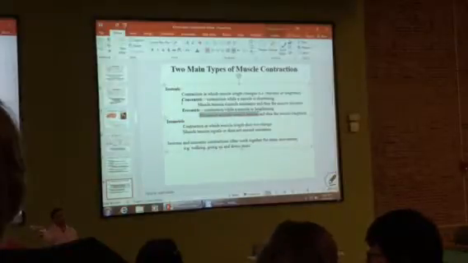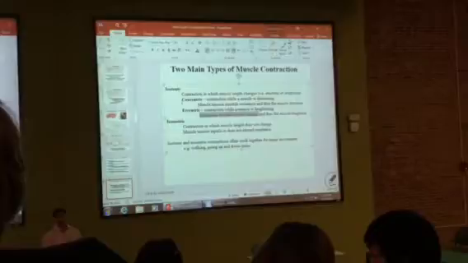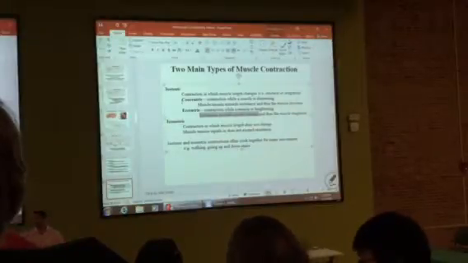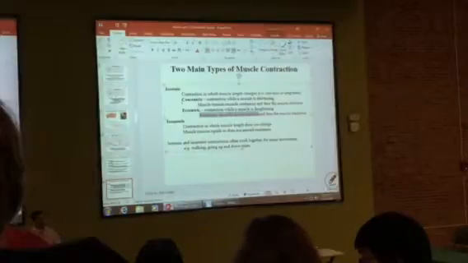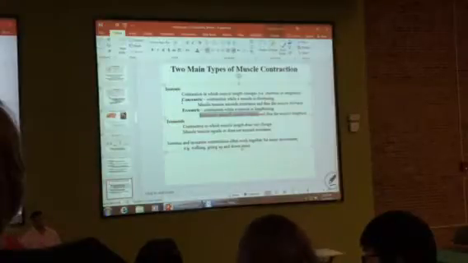Tell me. Your tricep. This is an eccentric contraction of my bicep. This is a concentric contraction of my tricep. What does your tricep do? Extends. Bicep does this. Concentric, my bicep muscle's getting shorter. Concentric, my tricep muscle's getting shorter.